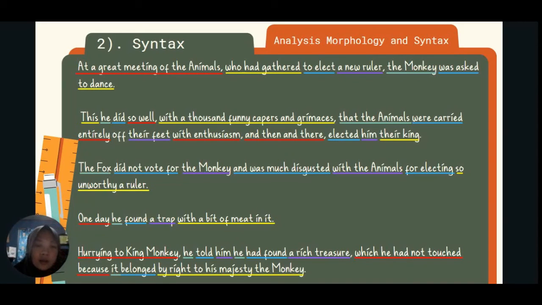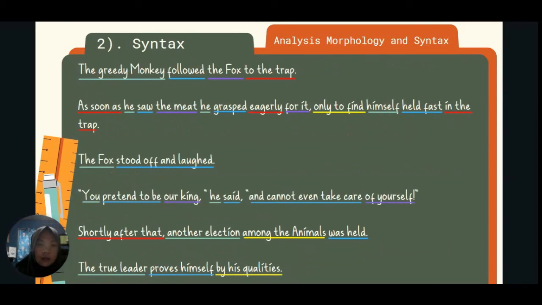Also in the second sentence, third sentence, fourth sentence, and fifth sentence, the words underlined with red are adverbials, the words underlined with yellow are complements, and blue, purple, and green mark verbs, objects, and subjects.